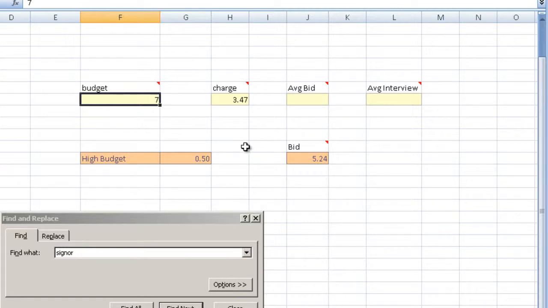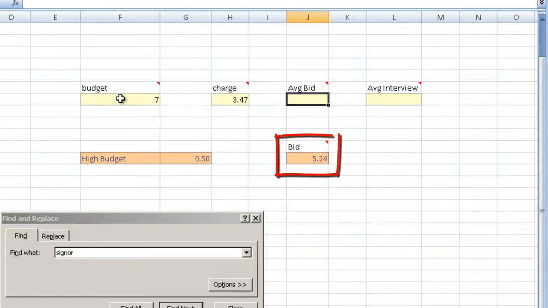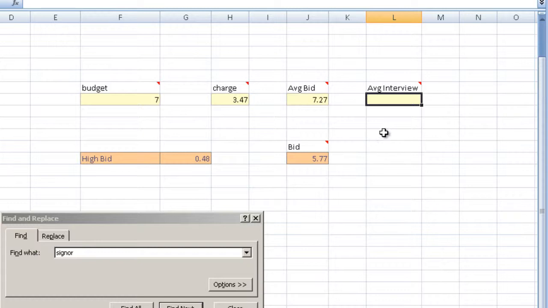So that's advanced bidding. That's beyond the basics that I described to you before, where you just look at the budget. So let me enter that amount. As you can see, if you just base it on the budget, it'll be $5.24. If you base it on the average bid, it'll be $5.77. But let's say that the client is interviewing below both the average bid and the budget.